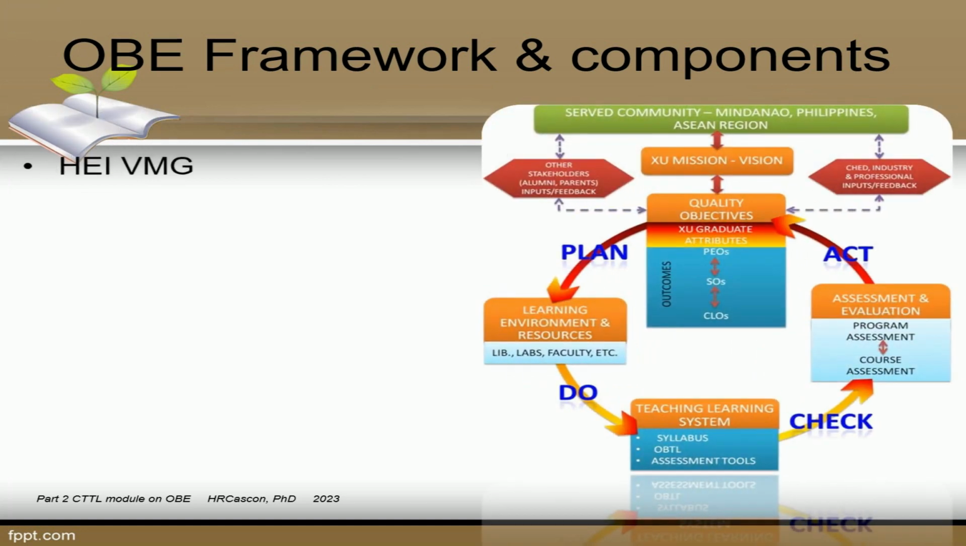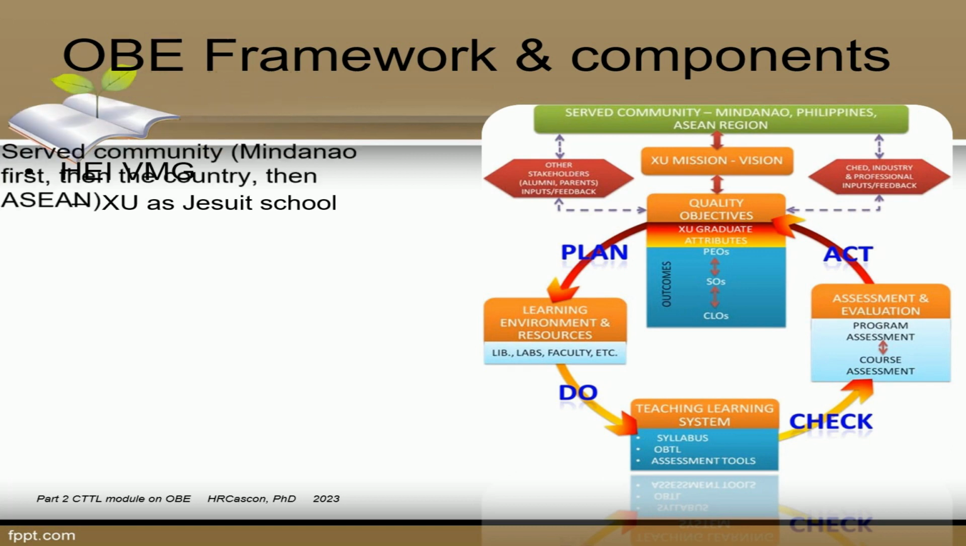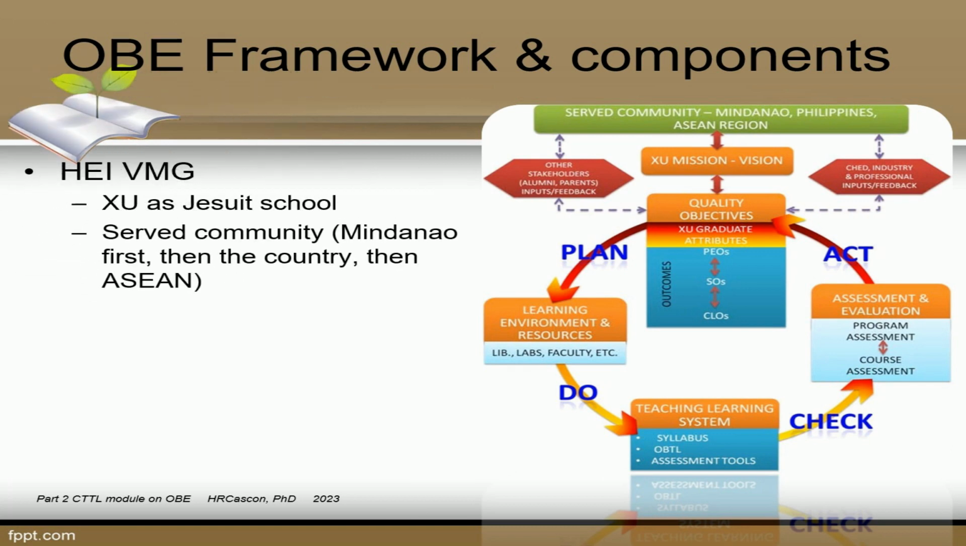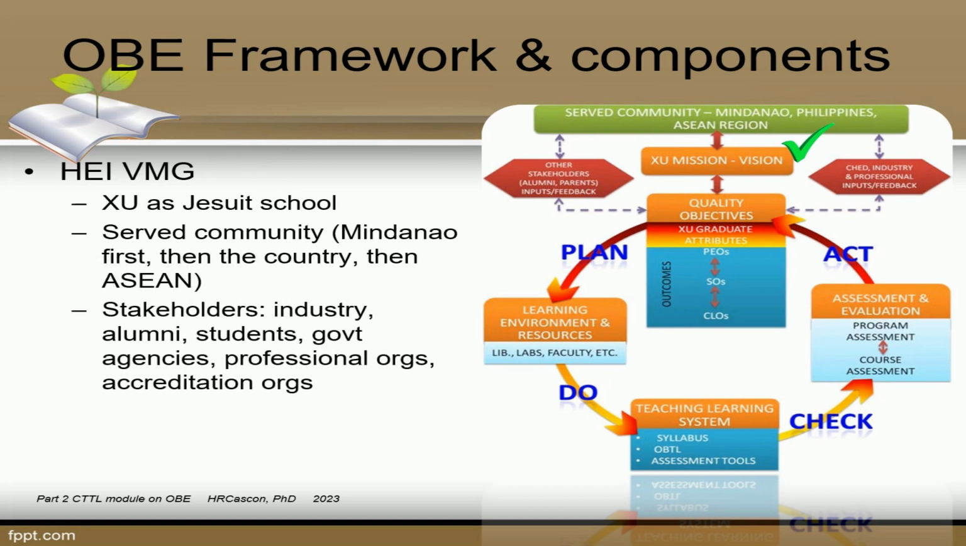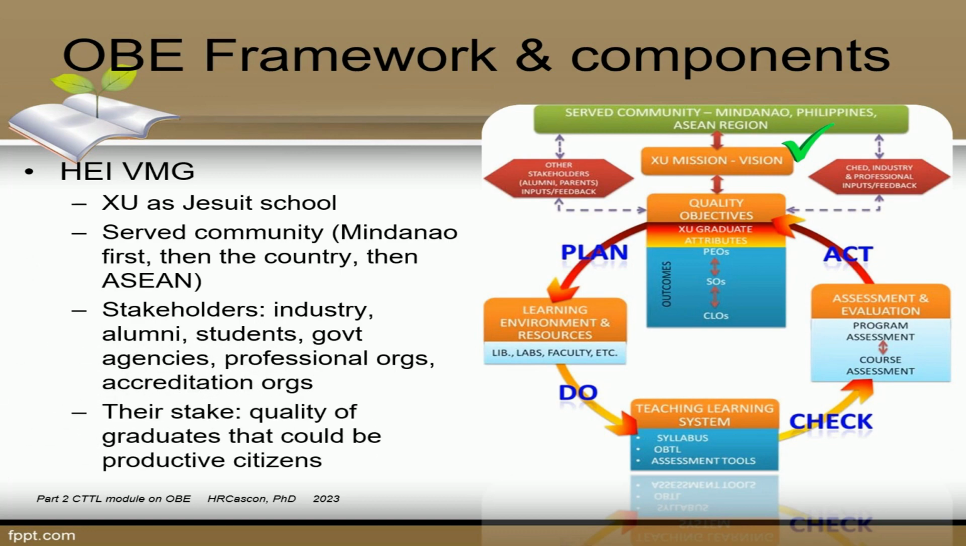OBE starts with the school's mission, vision, and goal statements. These are anchored to the identity of the school, like for XU, a Jesuit school, and to how the school situates itself in the societal context. Its served community, like Mindanao first, the country, then the ASEAN region. Stakeholders, such as industry, alumni, students, and government agencies, will be involved, providing relevant inputs. The school responds to the education needs of the community to produce graduates that will become productive citizens of the community.